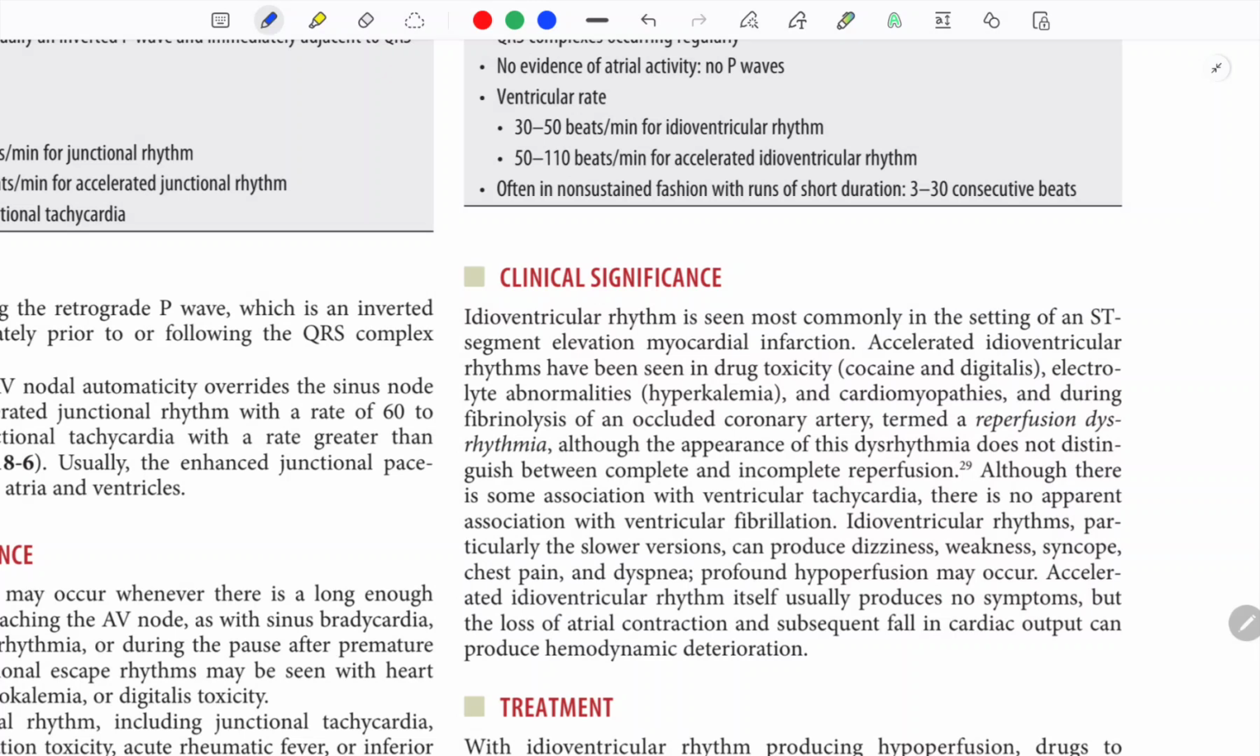The motto of today is, do not treat idioventricular rhythm. It is temporary, transient, let it come. Okay? Because if you suppress it with some antiarrhythmic agent, it will lead to asystole. So you're basically killing the patient by suppressing the idioventricular rhythm.